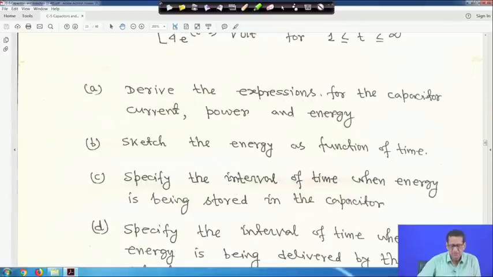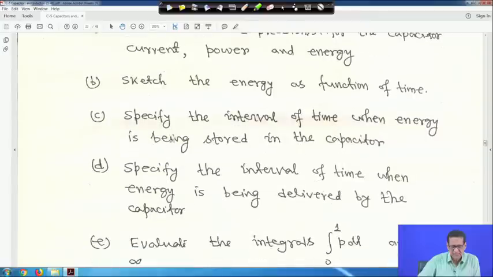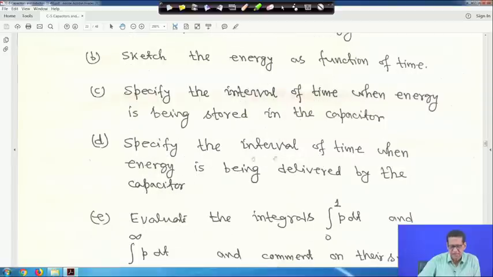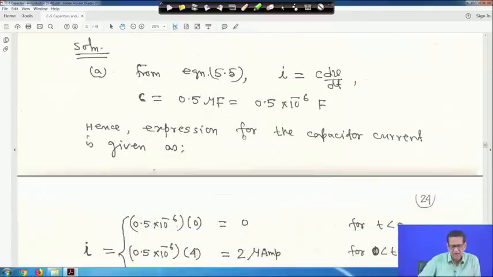So, you have to derive the expression for the capacitor current, power and energy. This is the first thing. Then sketch the energy as a function of time, and specify the interval of time when energy is being stored in the capacitor, and the interval when the energy is being delivered by the capacitor. And evaluate the integrals of p dt from 0 to 1, where p is power, and from 1 to infinity, and comment on their significance. Very simple it is.